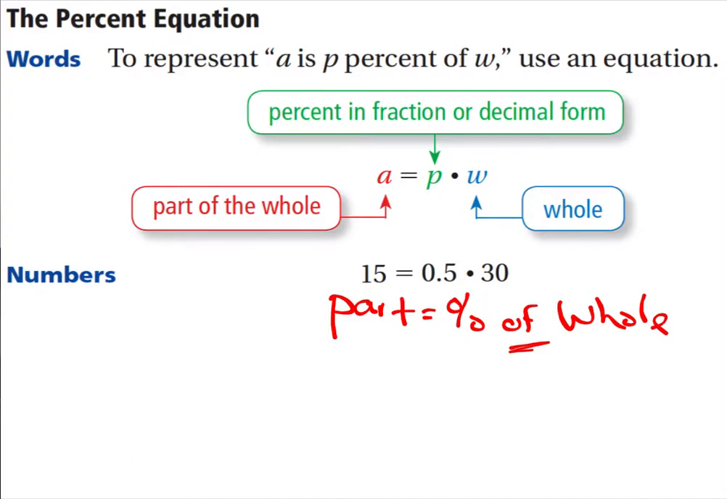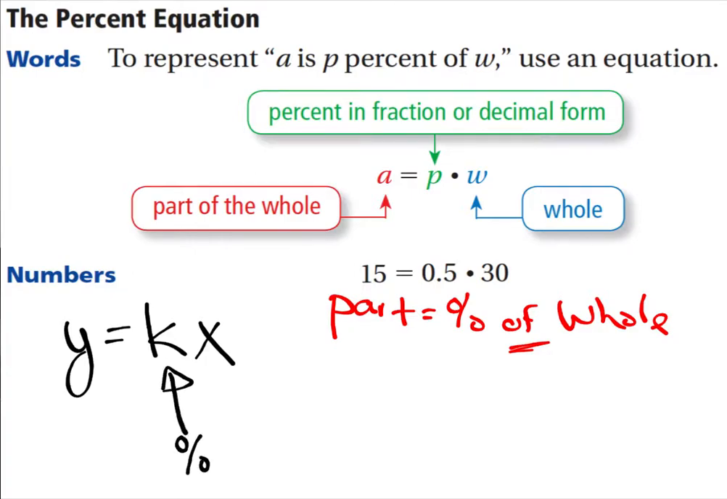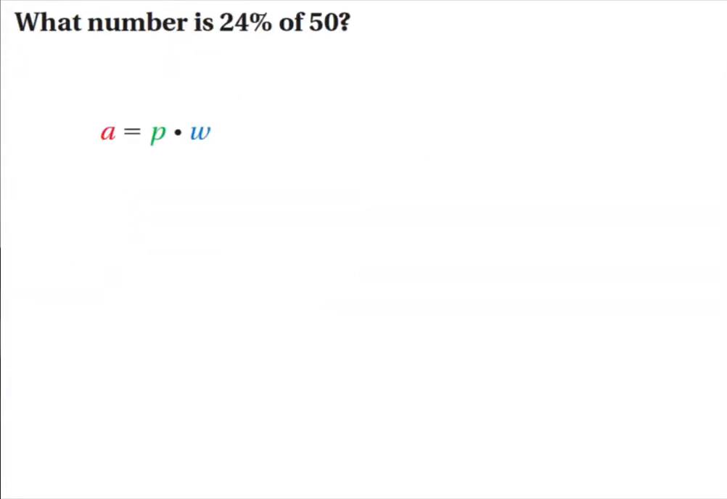When you do percentages, they are all a comparison to the whole. This refers back to when we did y equals kx in the proportions unit. But in this case, k is your percent, y is the part, and x is the whole. That's all the percent equation is. It's a proportional equation where the percent is your constant of proportionality. So let's run through some examples here.